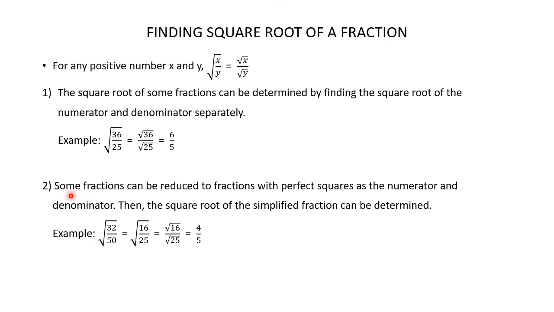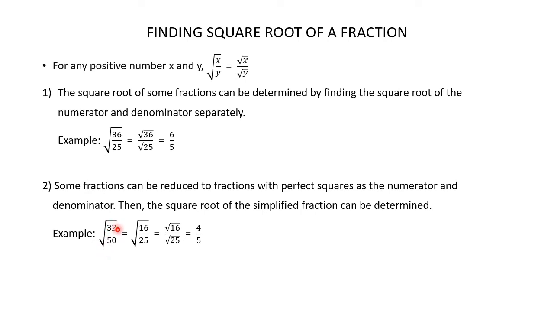Next method. Some fractions can be reduced to fractions with perfect squares as the numerator and denominator. Then the square root of the simplified fraction can be determined. Let's understand this with an example.